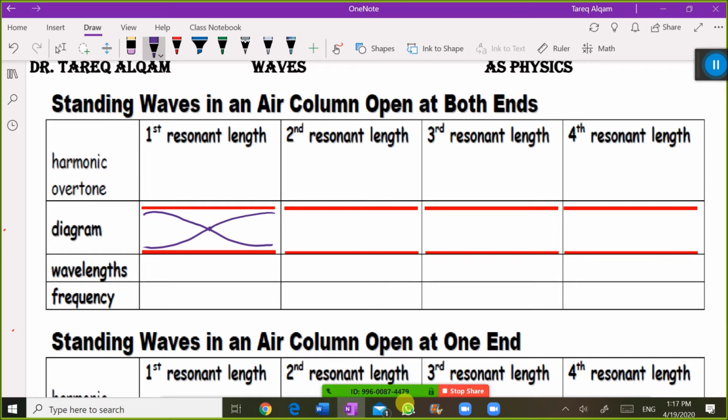Here, always, at the open ends, we will have what? Antinode. Here, node. This is the second harmonic. This is the first harmonic, this is the second harmonic. In the second harmonic, we will have two nodes like this. So I have to draw the wave like this. Then another one. It should be a dashed line, even here.